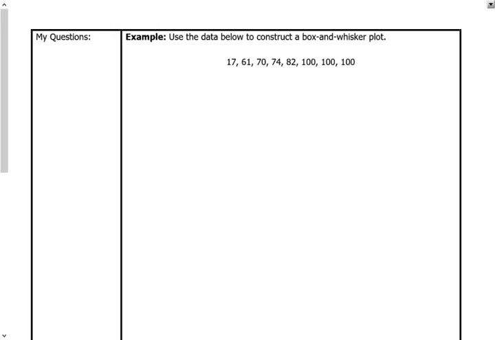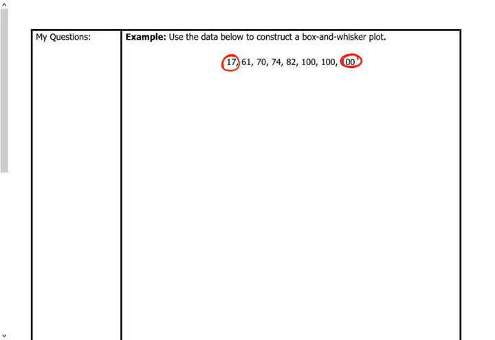What is my calculator going to do? Well, in this case, I need to find those 5 numbers. And the easiest way to find those 5 numbers is to put these in order, least to greatest. Okay, so when I look at my numbers, wow, look at us. They're already in order. So when I look here, 17 is the lowest, and 100 is the highest. So now we can start to work with this. Right there is our low value, and right here is our high value.